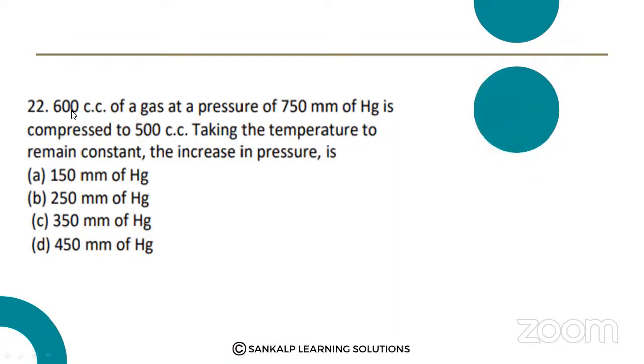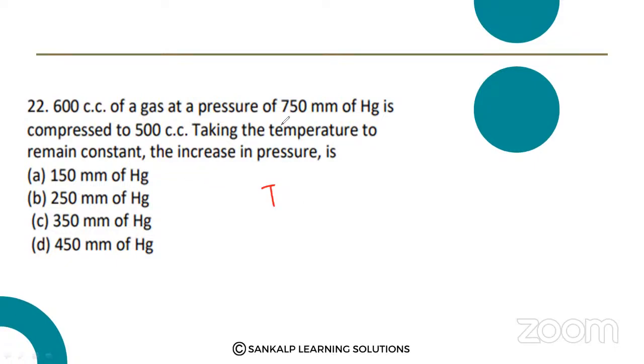So based on this, we'll solve some questions. 600 cc of a gas at pressure of 750 mm of Hg is compressed to 500 cc. Taking the temperature to remain constant, the increase in pressure is... Okay, so what is given here? What is kept constant? Temperature is kept constant.